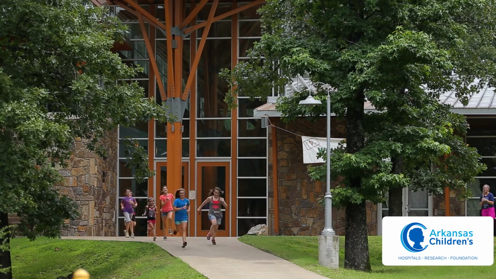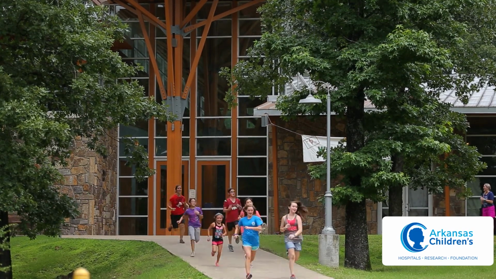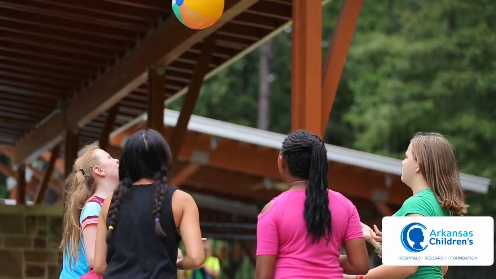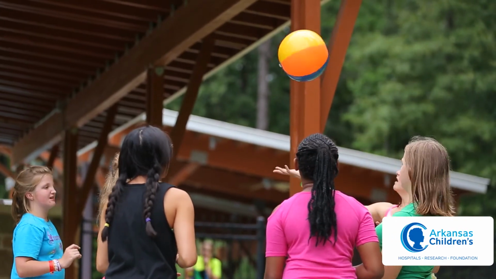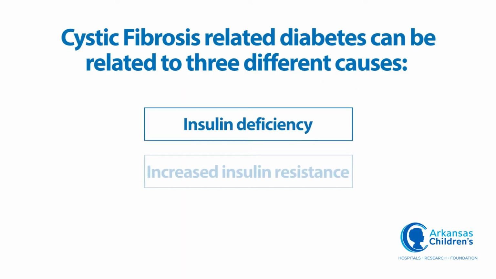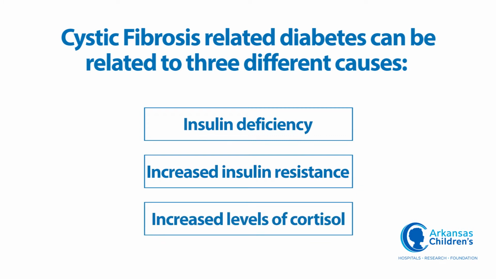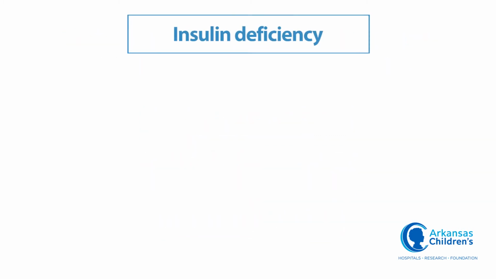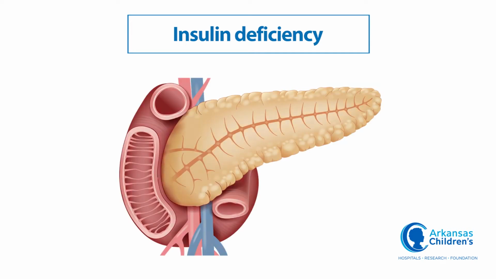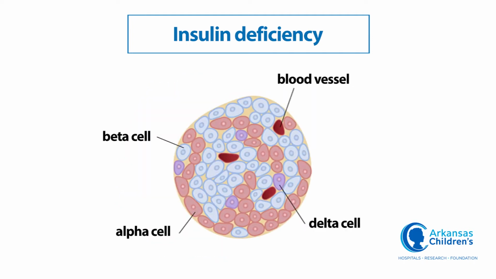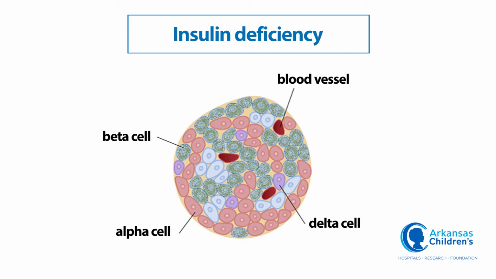Let's talk about what makes cystic fibrosis-related diabetes different from other types of diabetes and what you need to know to be prepared. Cystic fibrosis-related diabetes can be related to 3 different causes. The first is that people with cystic fibrosis often have insulin deficiency. This is likely due to scars in the pancreas that are caused by thickened mucus. This scarring will cause damage to the beta cells that make the insulin the body needs.